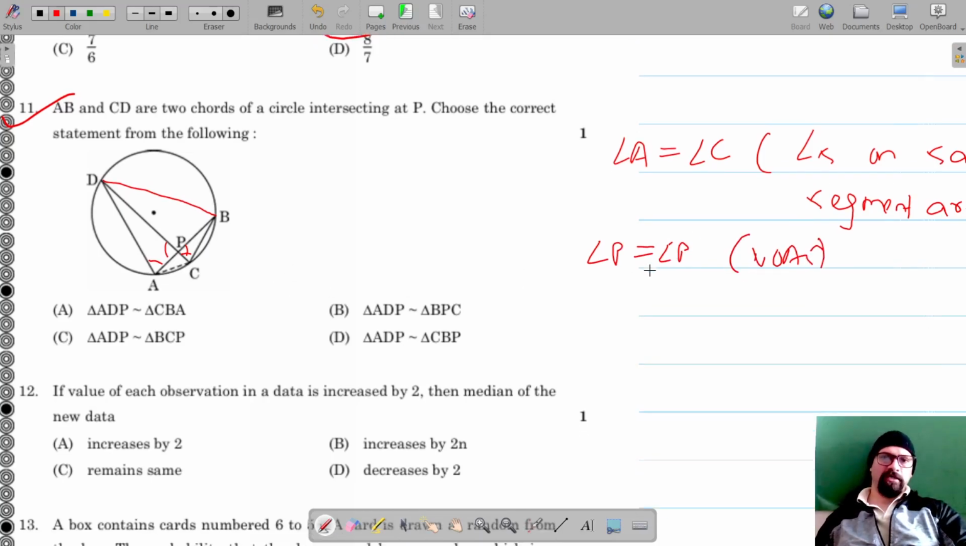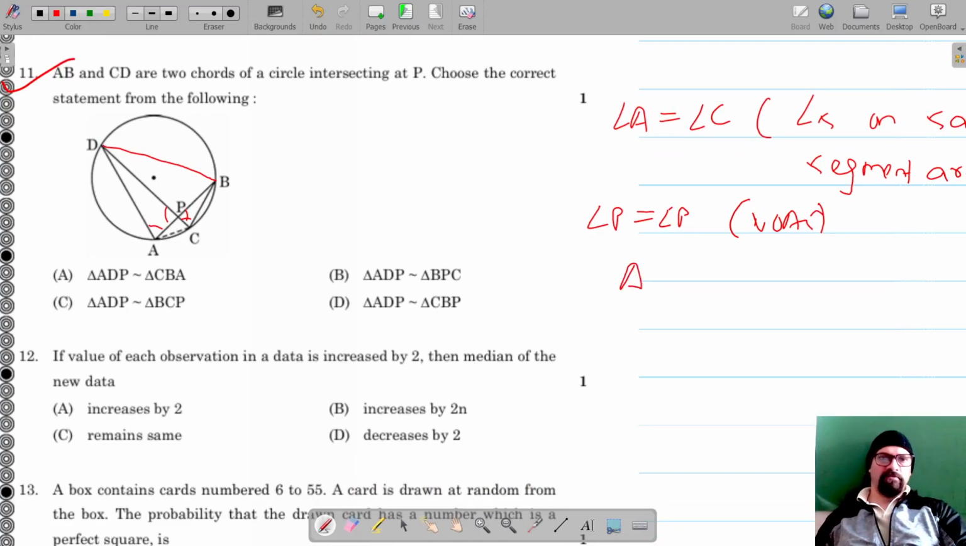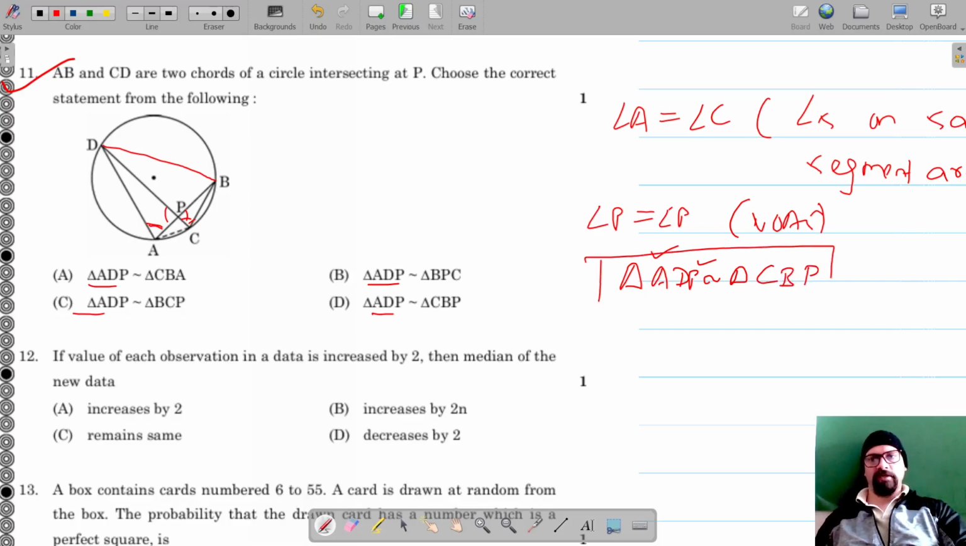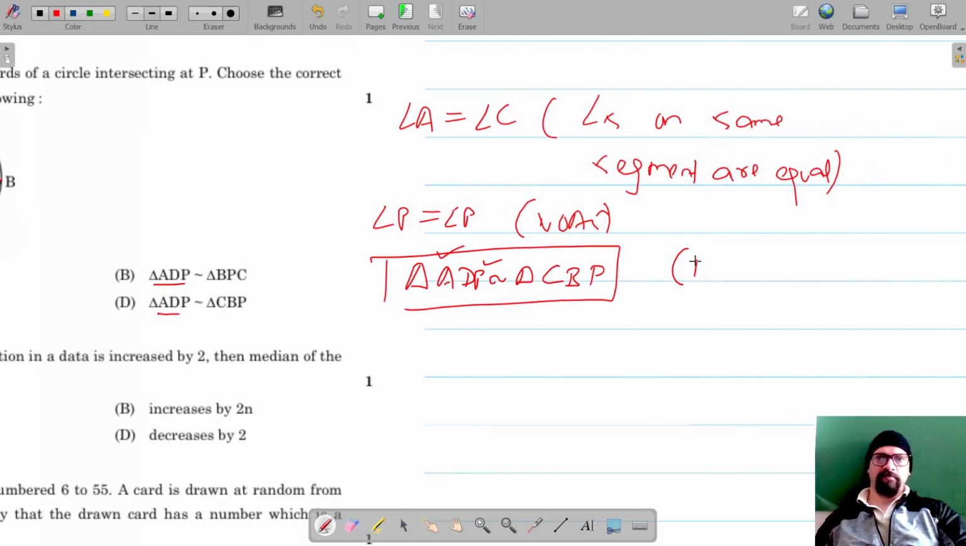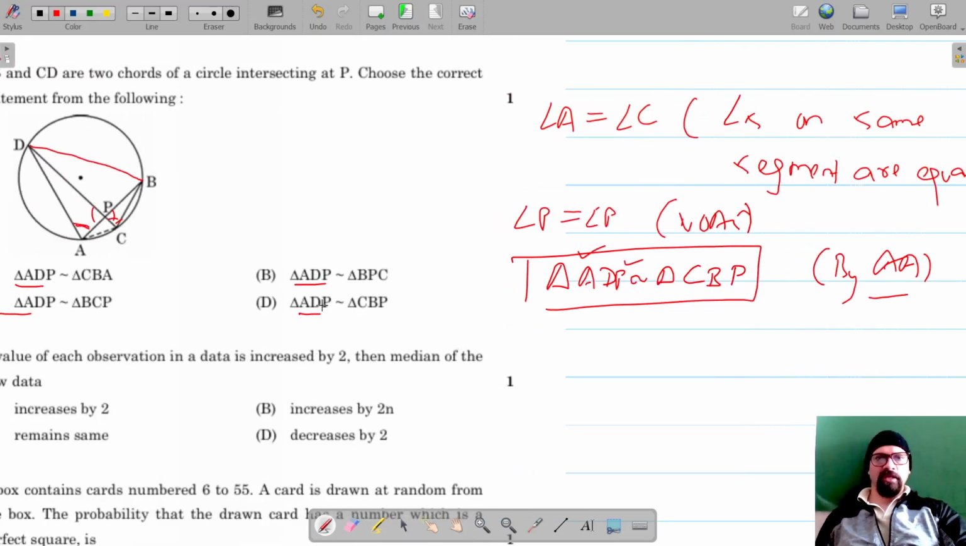So by the AA similarity rule, because in all these options the first triangle is mentioned as ADP, I will write the symbolic form as triangle ADP is similar to triangle. Now angle A was equal to C, so corresponding to A, I will write C, and P was equal to P, and what is left is CBP. So triangle ABP is similar to triangle CBP by the AA similarity rule. And for this, the correct option is D.